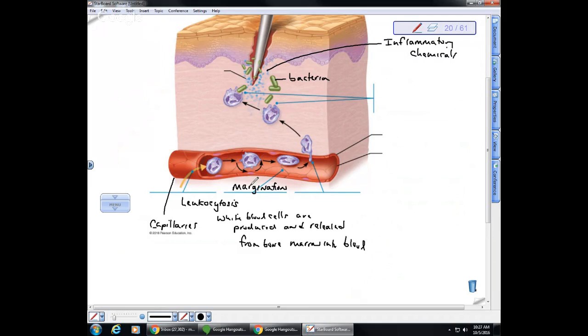So what happens is the capillary has spaces between the endothelial cells. And so this process right here where the white blood cells squeeze out is called diapedesis.